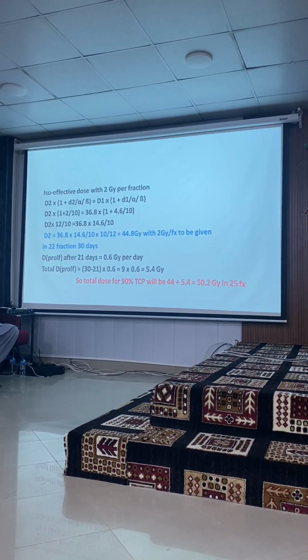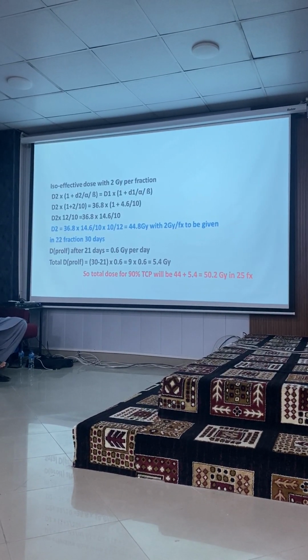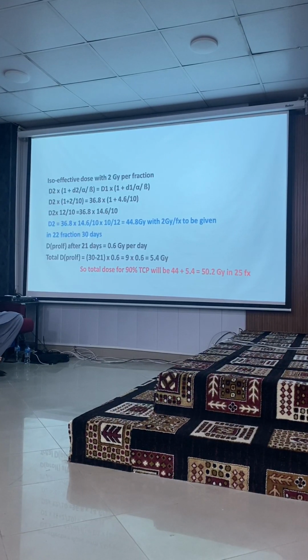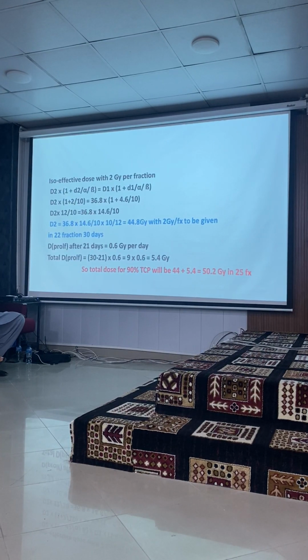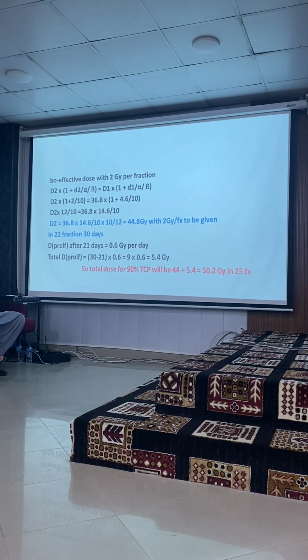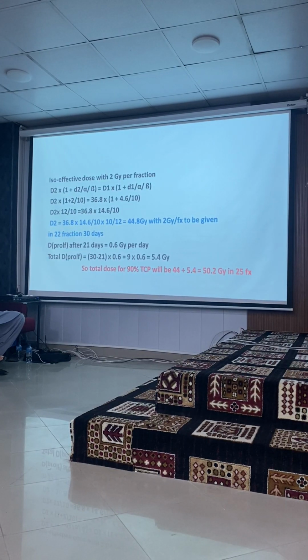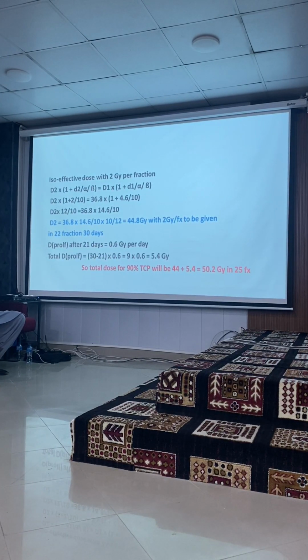Calculating the isoeffective dose, we come up with the dose 44.8 gray with 2 gray fractions to be given in 22 fractions in 30 days. Again, repopulation 0.6 into 9, 5.4 gray. TCP of 90% will be 50.2 gray in 25 fractions. So the clinical experience that we have had for the last 100 years somehow matches up with the linear quadratic model.